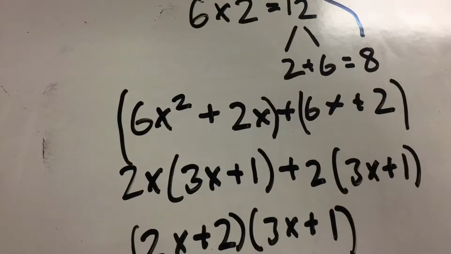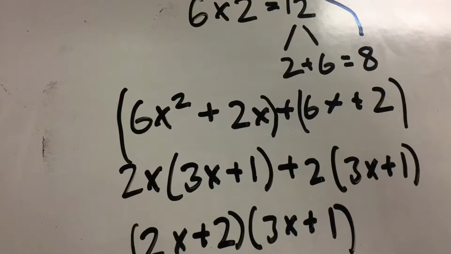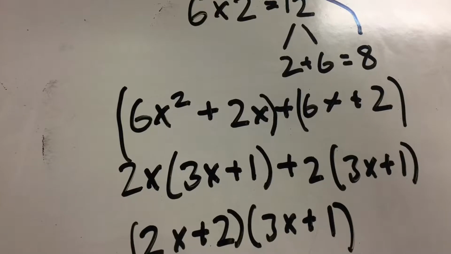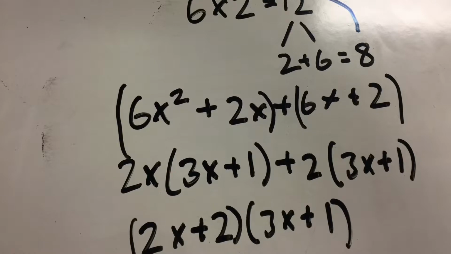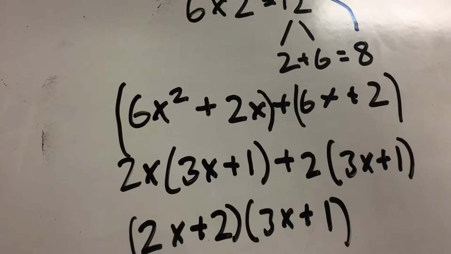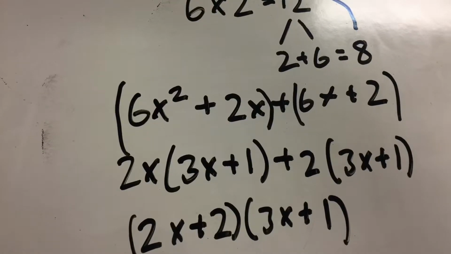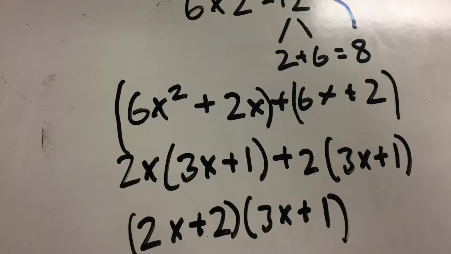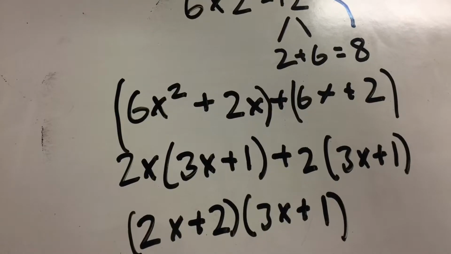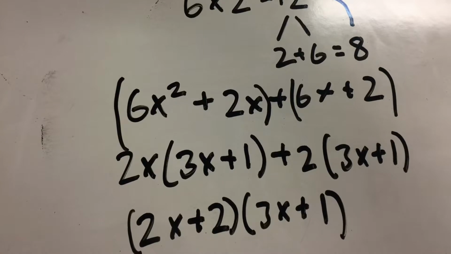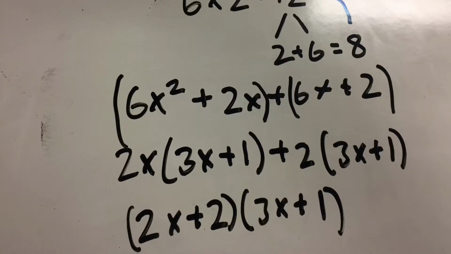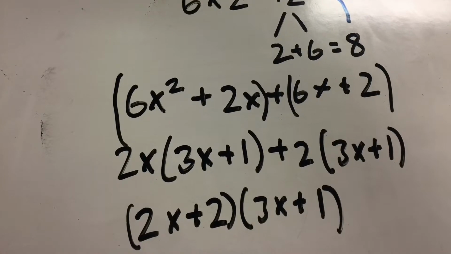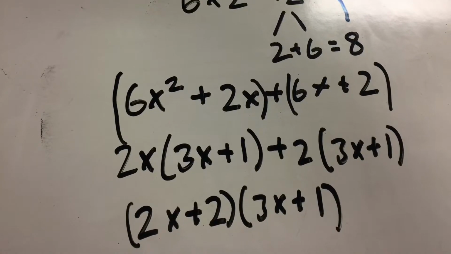I first multiplied a and c together, which is 6 times 2 equals 12. Then I found the factors that would add up to 8, which is 6 plus 2. Then I added the addends of b to the middle of the trinomial, which is 6x squared plus 2x plus 6x plus 2. Then we found the greatest common factors for 6x squared plus 2x plus 6x plus 2. Then we put in one parentheses 2x plus 2 and the other 3x plus 1.